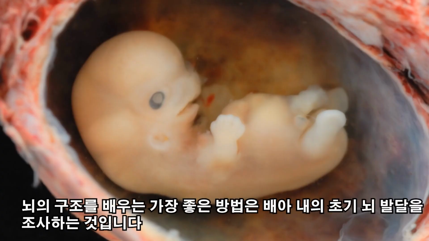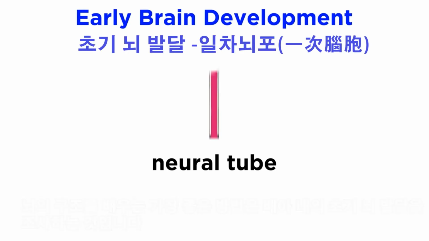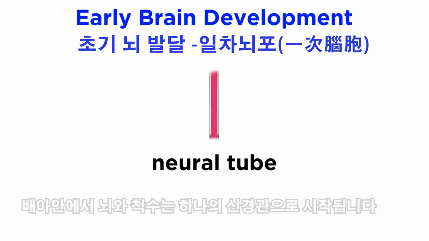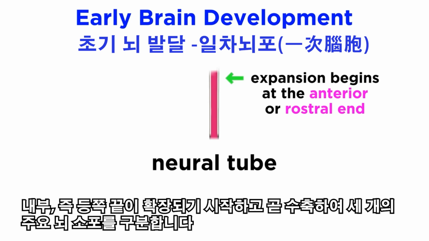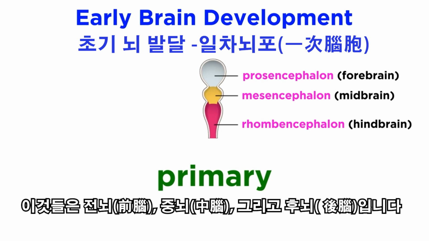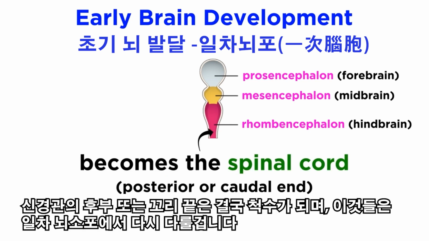The best way to approach learning the structure of the brain is to examine early brain development. Within an embryo, the brain and spinal cord begin as a single neural tube. The anterior or rostral end begins to expand, and constrictions soon demarcate the three primary brain vesicles. These are the prosencephalon, or forebrain, the mesencephalon, or midbrain, and rhombencephalon, or hindbrain. The posterior or caudal end of the neural tube will eventually become the spinal cord, which we will discuss later.